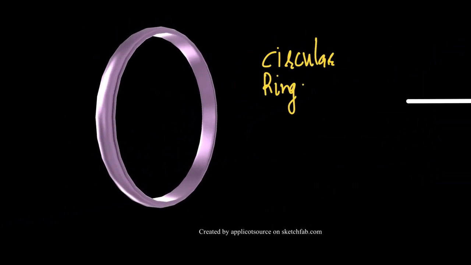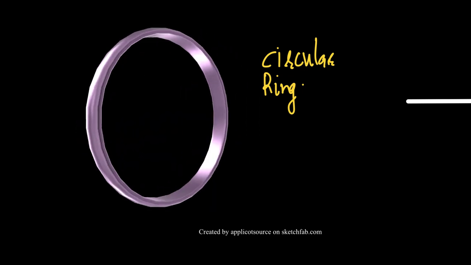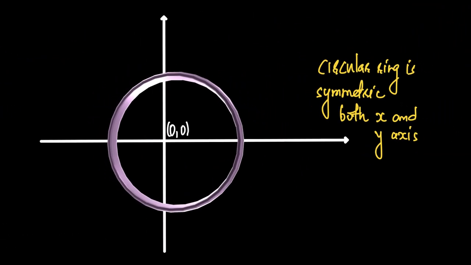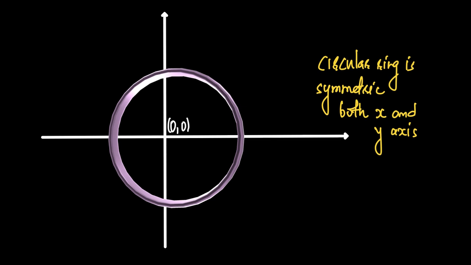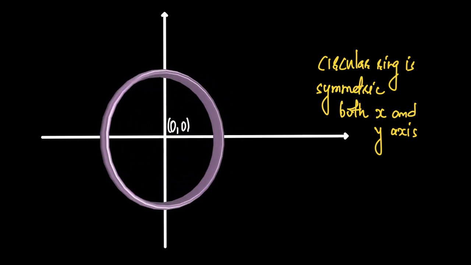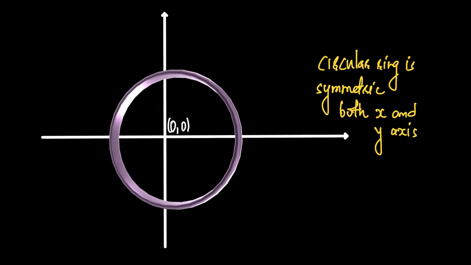So this would be the representation of a circular ring. You can visualize a circular ring here. Now let us keep this circular ring in such a way that it is symmetric to both the x and y axes. And how could that be possible? That is possible only when you place this ring such that the center of the ring coincides with the origin of the Cartesian system, the x and y plane here.